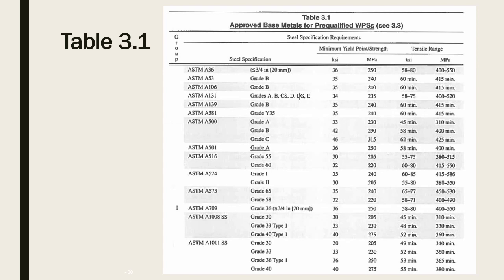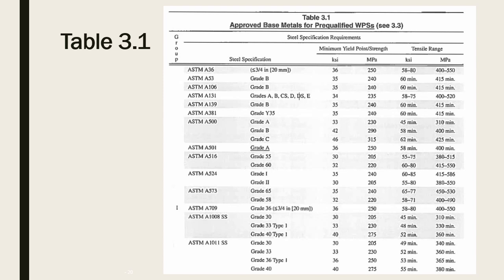Table 3.1. This is from Clause 3. They kind of changed it up here the last time they rewrote the AWS D1.1, so the tables have changed a little bit. But anyways, the basics of 3.1 are, this is the approved base metals that are pre-qualified for WPSs.